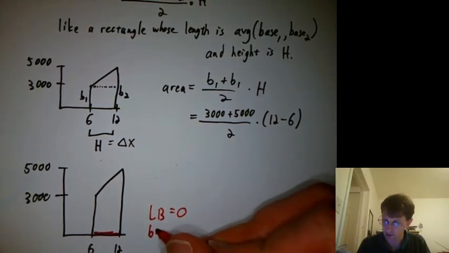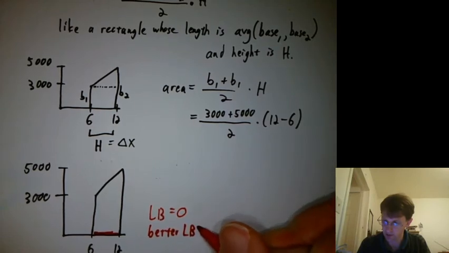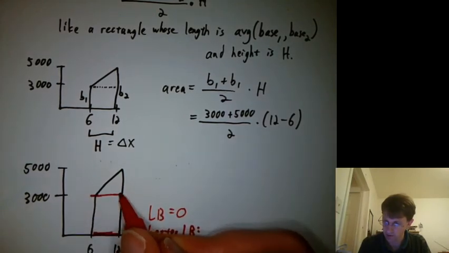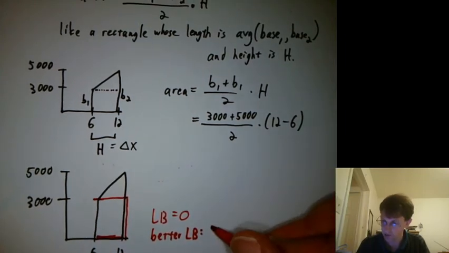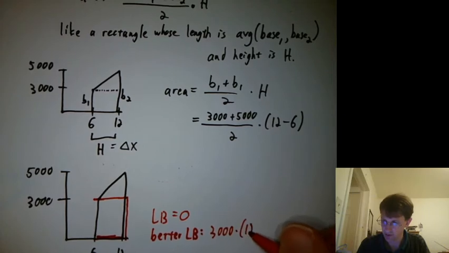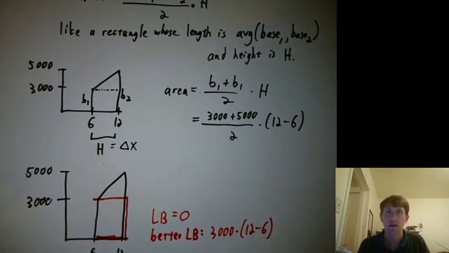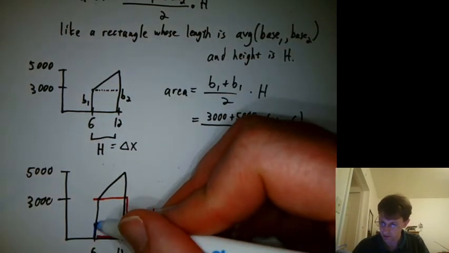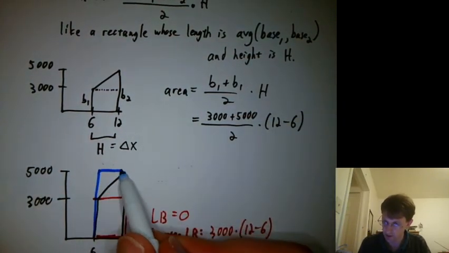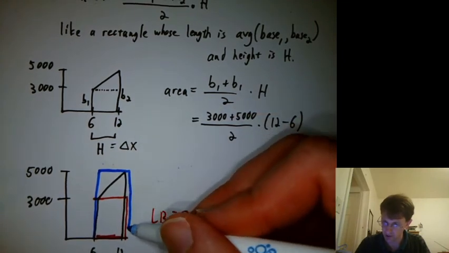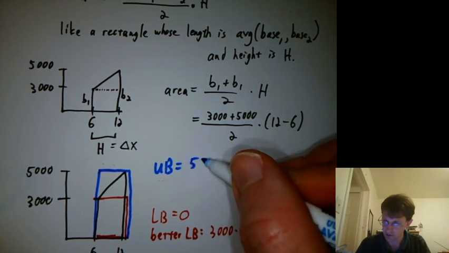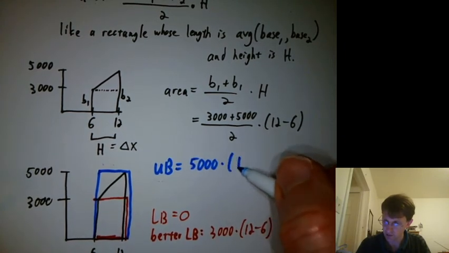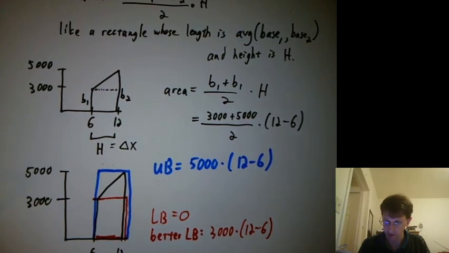A better lower bound would be a height of 3,000 and a width of 6 minus 12. Oh, sorry, 12 minus 6. So that's my lower bound. How about my upper bound? It would be a box as tall as the tallest part of the whole function. So that would be a height of 5,000 times a delta x, or a width of 12 minus 6.